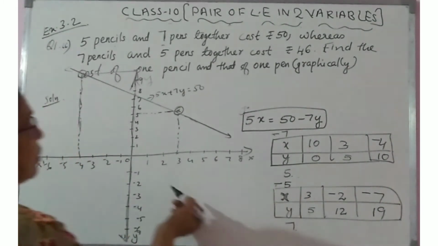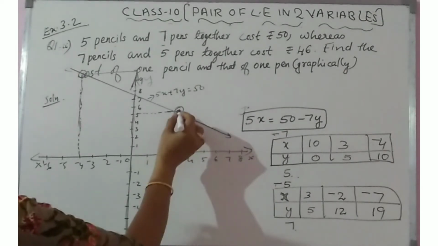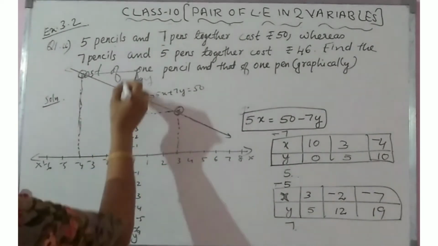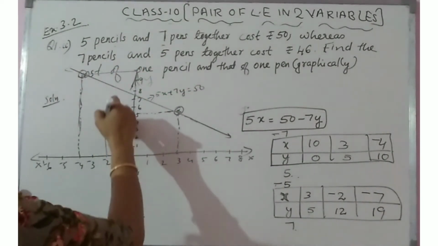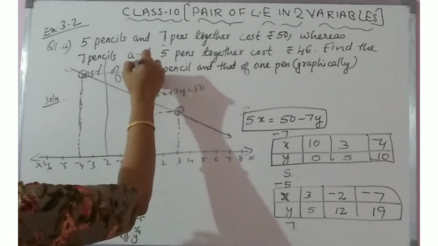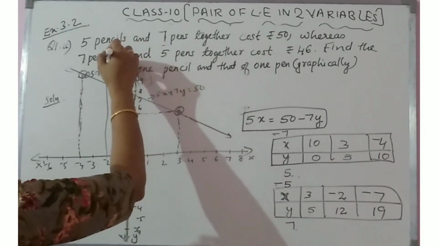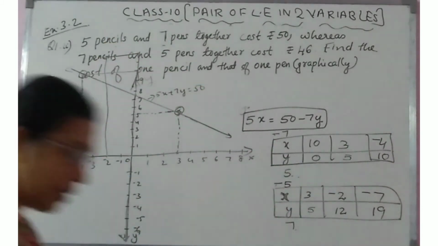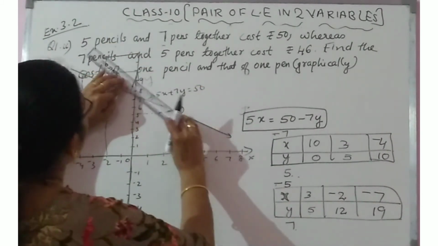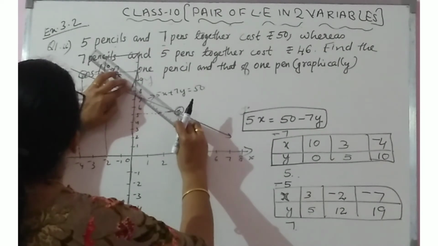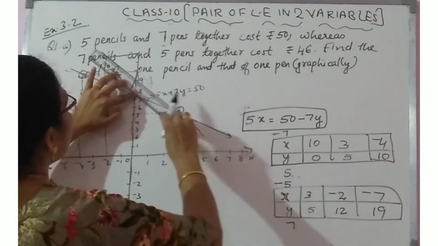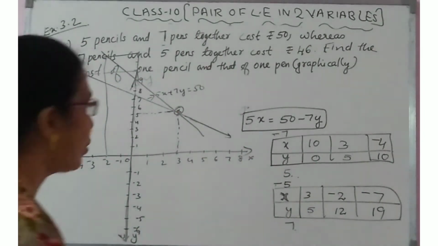So 3 and 5. So 3 here, 5 here. Here we have the same solution. Minus 2 and 12. Minus 2 here, 12 here, somewhere it will come. And here 10 means 11 will be there. Here 12 it is coming like this. So here you can draw the line like this, because it is intersecting here. We can draw a line through this point because 3 and 5 is there for both the equations.